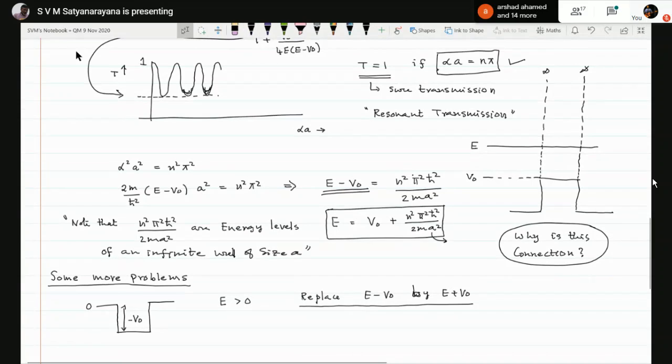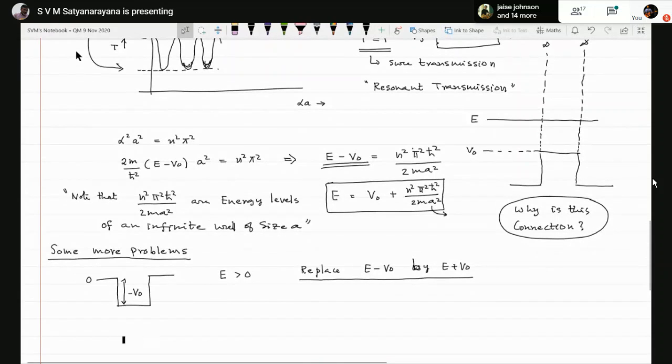This is one problem, the scattering from square well potential. Now we can also ask another problem, that is we have a square barrier, with height V naught. But now let's say that the energy is less than V naught. So what is this problem? This problem is called tunneling.